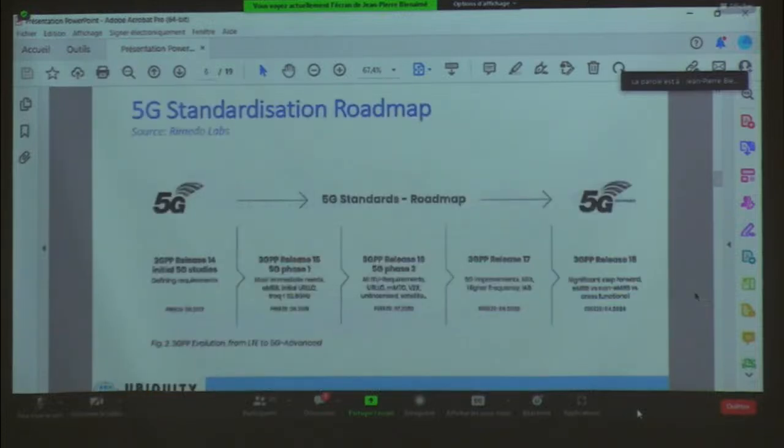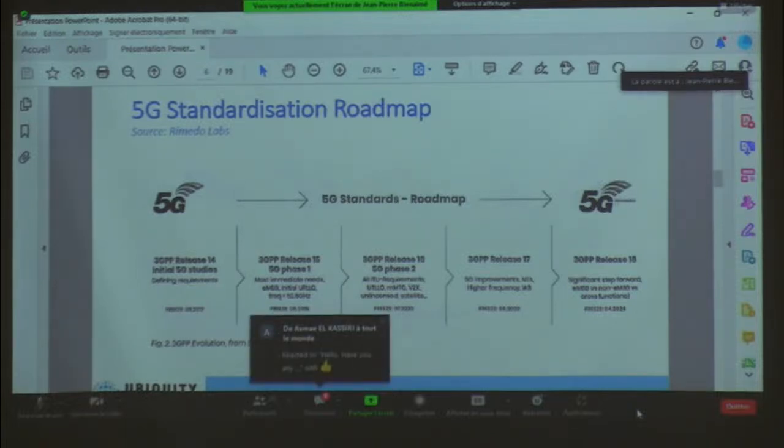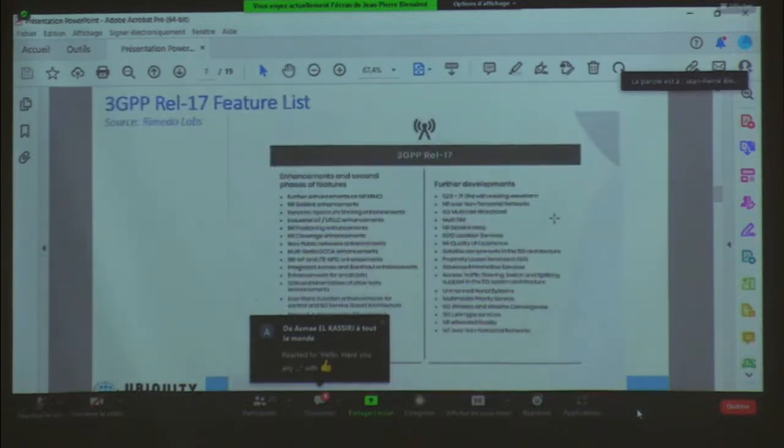Important to understand the 5G standardization roadmap, starting from LTE Advanced with 3GPP Release 14, Release 15, 5G phase 1, 5G phase 2, Release 16, SA, standalone, and the coming 3GPP Release 17 that was frozen last year, but of course is being progressively deployed and commercialized, with products and services on the market later this year and next year. And the next, 5G Advanced, 3GPP Release 18. So, just a list of 3GPP Release 17 features.